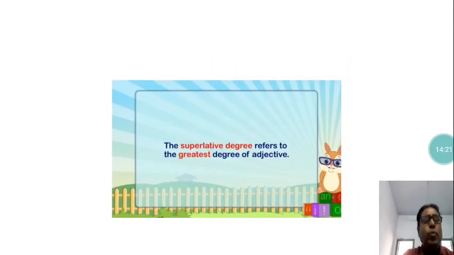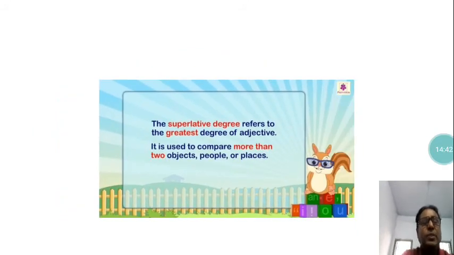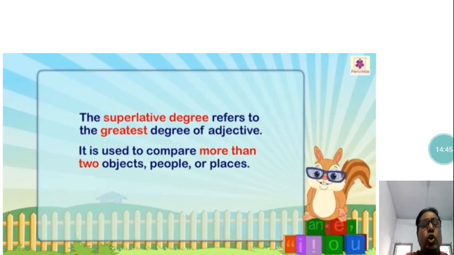Superlative degree. The superlative degree refers to the greatest degree of an adjective. The three degrees we have read are positive, comparative and superlative. How is it the greatest? We shall see how it is used. It is used to compare more than two objects, more than two people or more than two places.